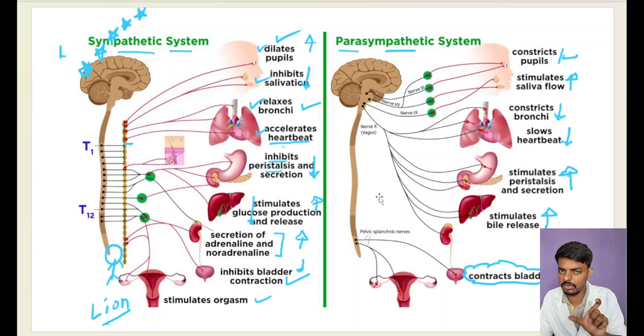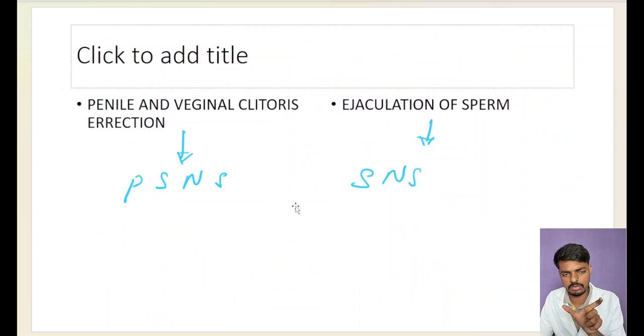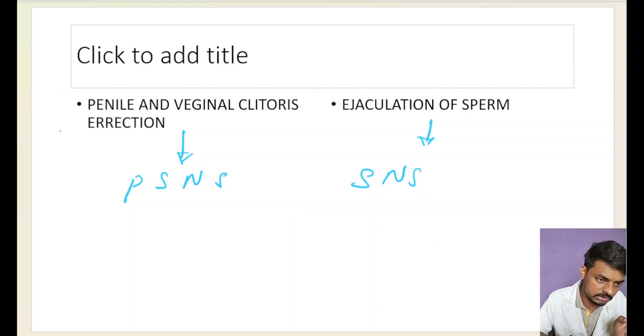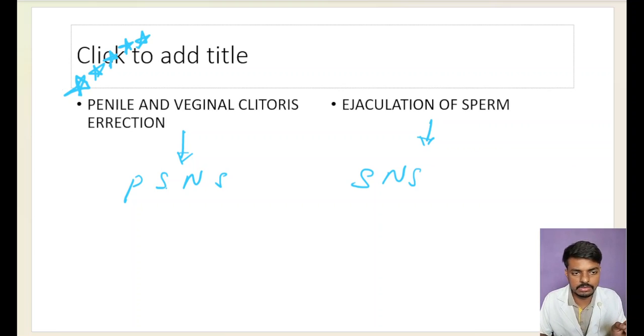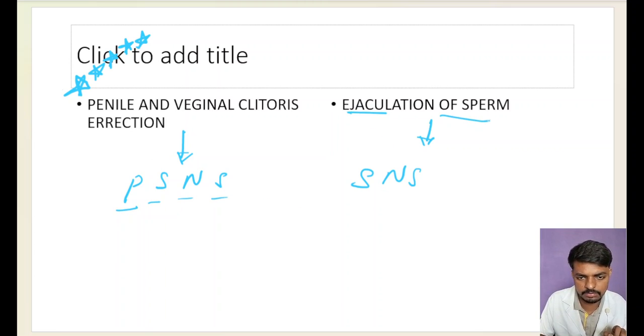You have to keep this concept in your mind while solving multiple choice questions on this topic. Remember and implement this concept on those questions, and you can solve them very easily. This is a NORCET 5-star point. Penile erection and vaginal clitoris erection are under parasympathetic nervous system control, and ejaculation of sperm during intercourse is under the sympathetic nervous system. Two very important questions you will get in your NORCET examination. Note it down, special notes for your NORCET.